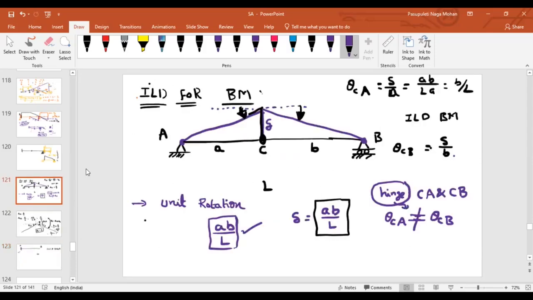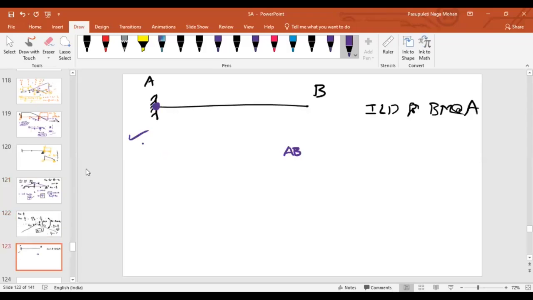Just like here, if you want to draw ILD for bending moment at C, how many members are connected here? 2 members. The difference here is that if you want to draw ILD for bending moment at A, only one member is connected. So in this case, what you can do? If there is only one member connected, then simply apply the unit rotation.